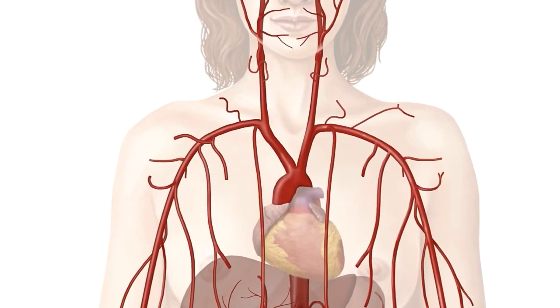Upon leaving the left ventricle of the heart, the oxygenated blood immediately enters this vessel here, highlighted in blue, which is known as the aorta. The aorta is the largest blood vessel in the human body, and it extends from the heart and travels down through the thorax and the abdomen, giving off arterial branches along the way.